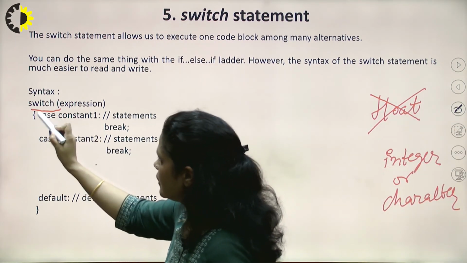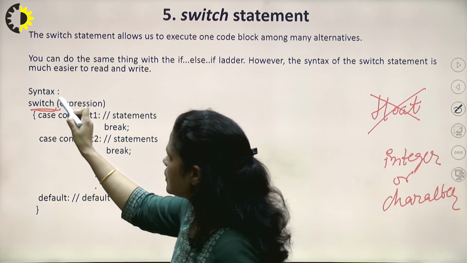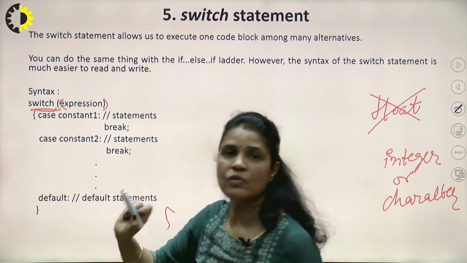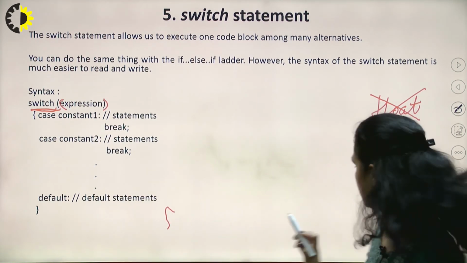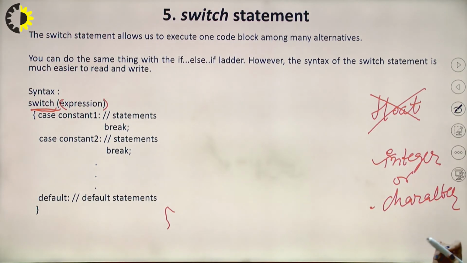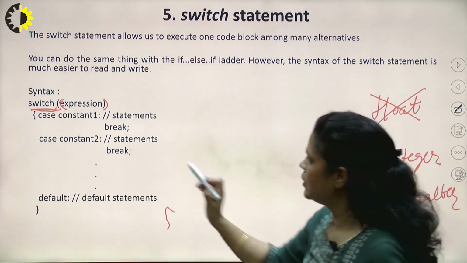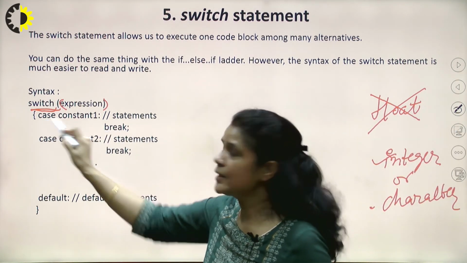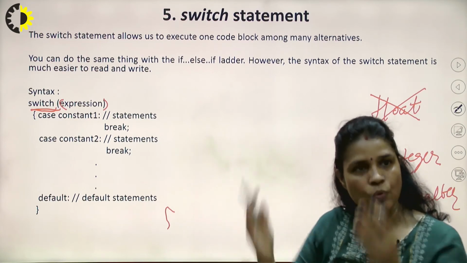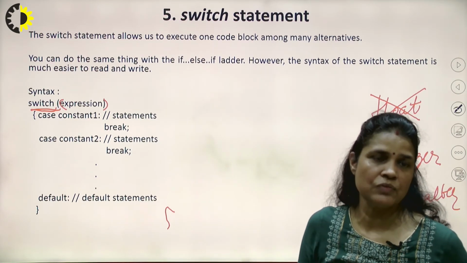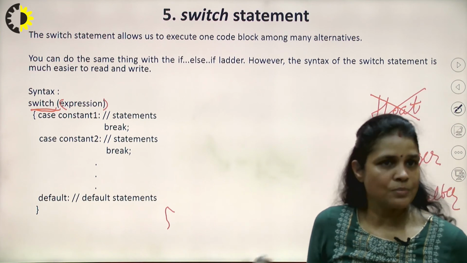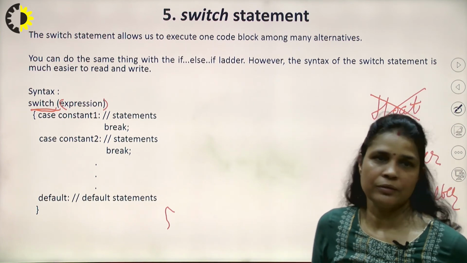So when we write this switch in small brackets, we will write the expression, fine, which will give the result in integer or character, right? Here we'll write the cases. If we have 4 alternatives, we'll write 4 cases. If we have 3 alternatives, we will write 3 cases as per the logic, as per the requirement, right?